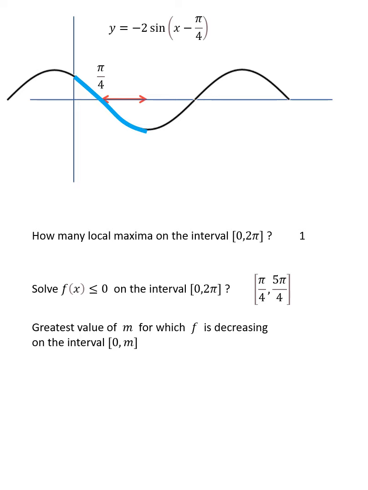Well, this distance here is a quarter of the wave, and hence has a length of pi over 2. So if I add pi over 4 plus pi over 2, I'll get the right endpoint of that interval, which works out to 3 pi over 4. So you'll notice it's a true statement that the function is decreasing from 0 to 3 pi over 4, but also that's the greatest value of m, because if I made m any larger than 3 pi over 4, it would no longer be a true statement that f is decreasing on that entire interval. And there's that problem.